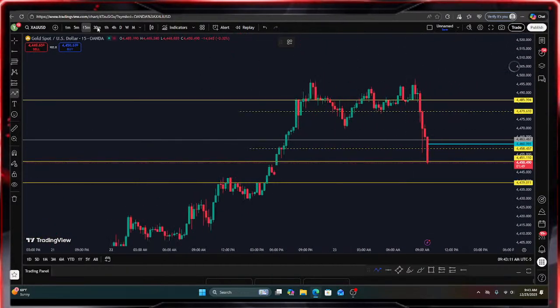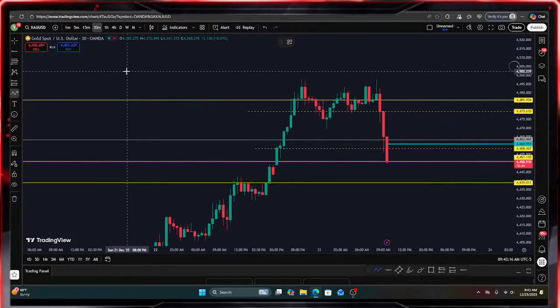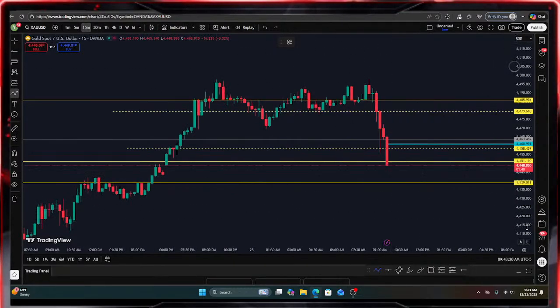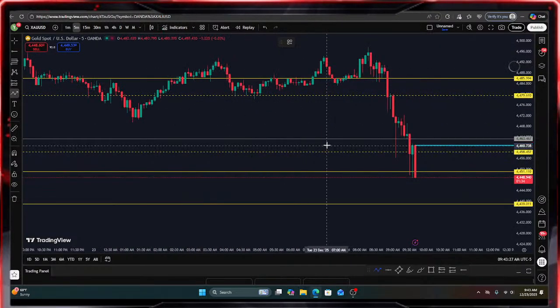And if the 15 closes below, we could wait for another 15-minute candle top wick, and then we look for sales. Let's see though, we have a minute left until we close. 1 minute and 30 seconds.